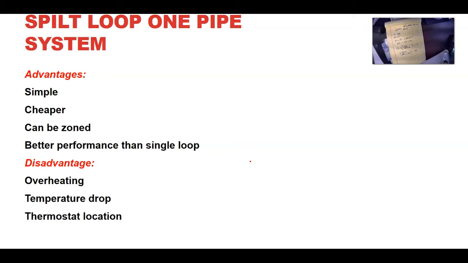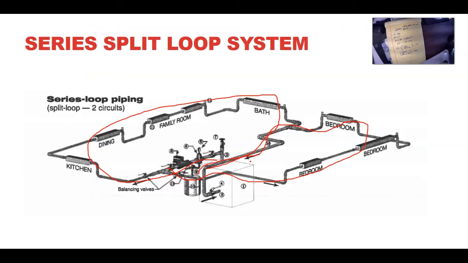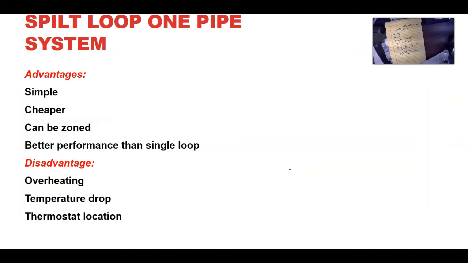Again, we still have issues with overheating, temperature drop, and also thermostat location is going to be an issue. Going back here, probably you can zone this area and this area using two different thermostat and a zoning valve as well. So you can put zoning valve in here or zoning valve in here, but it has to be only two zones and no more than that.